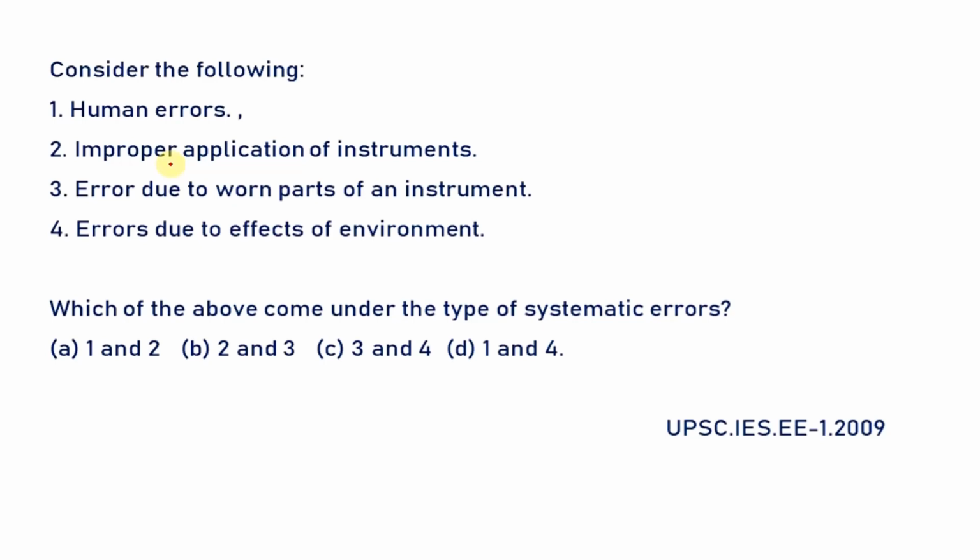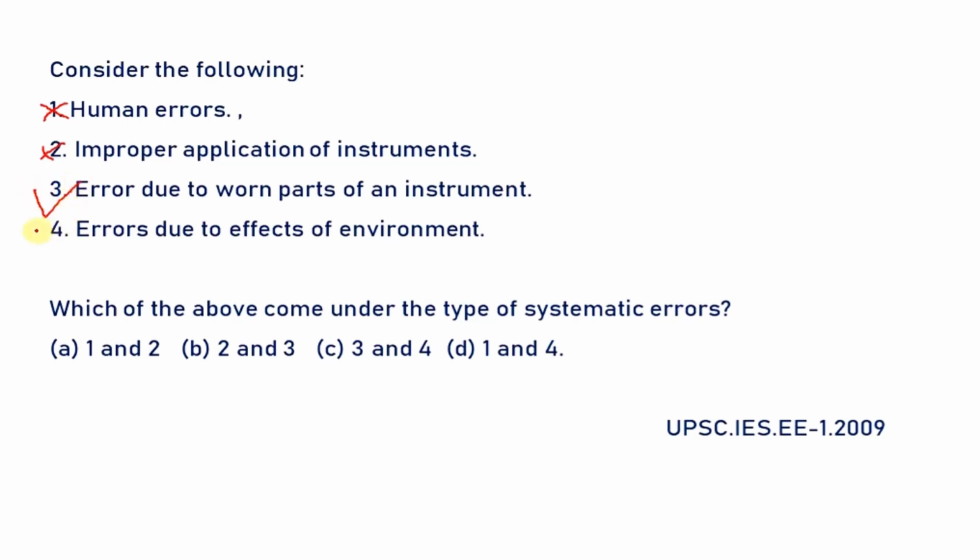So human errors are done by human beings only, so that is not the correct option. Now improper application of instrument, it is also a human error. Now come to the third option, error due to worn parts of an instrument. This is a systematic error.